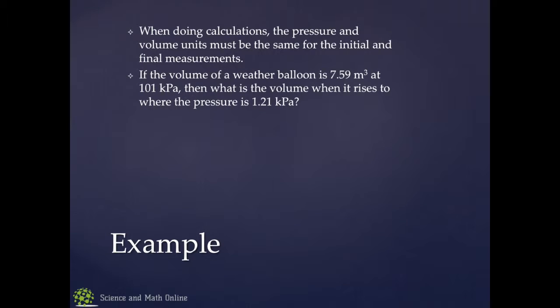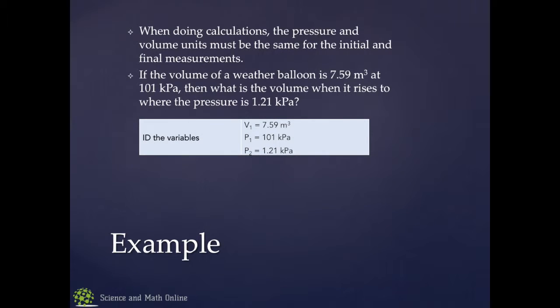I'm not going to give you any questions like that. I've seen it happen before in books, but people don't really do that, and it's kind of crazy. All right, so here's an example. If the volume of a weather balloon is 7.59 meters cubed at atmospheric pressure, 101 kilopascals, then what is the volume when it rises to where the pressure is 1.21 kilopascals? These are true numbers from weather balloons, by the way. Just like we did equations earlier with the heat, I want to use the same method.